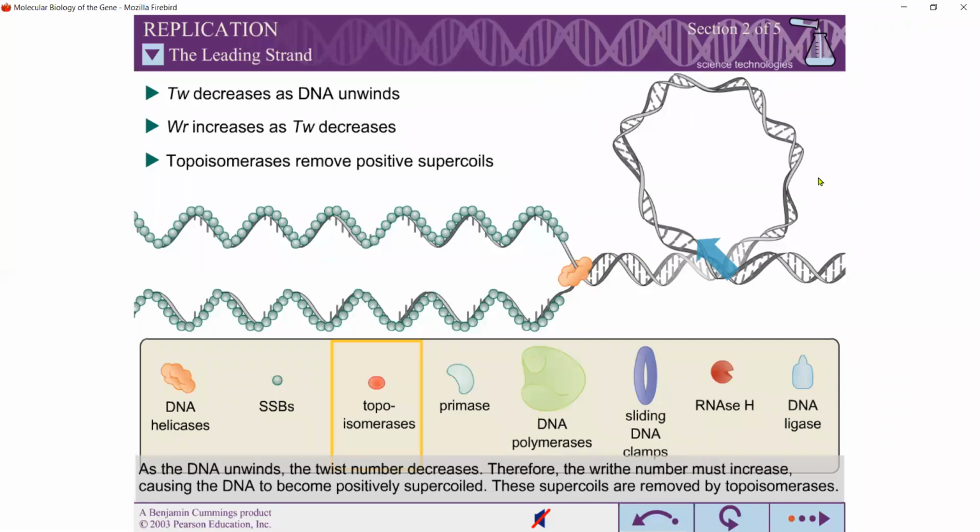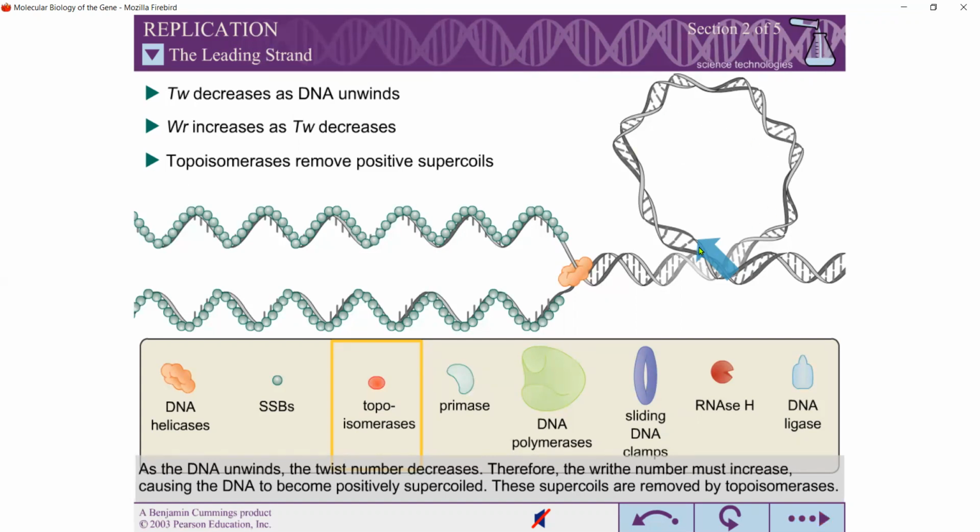Supercoils become introduced in front of the helicase in this manner. Because DNA is basically a double helical molecule, the moment you select a point and start opening up the DNA double helix, automatically the twist number in the double helix increases, or the double helix in front of the replication fork becomes twisted. So supercoils become introduced like this.